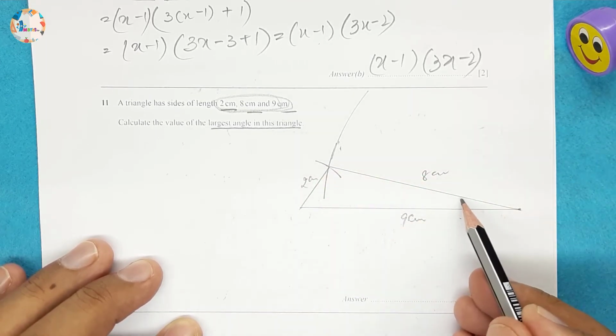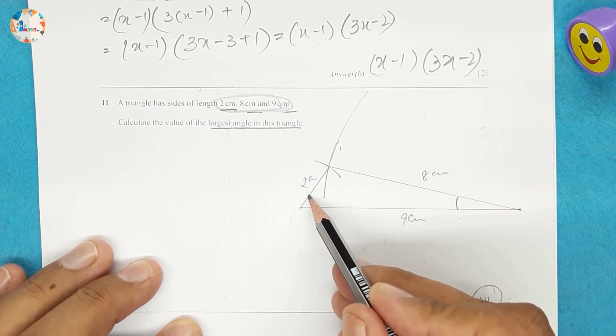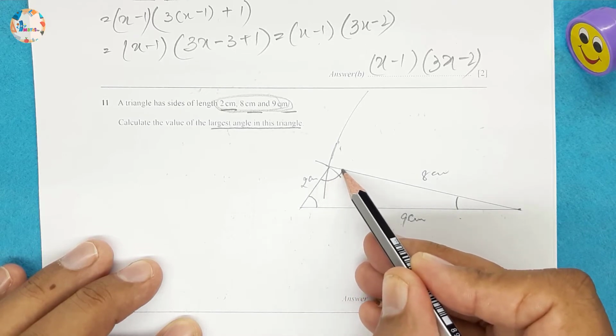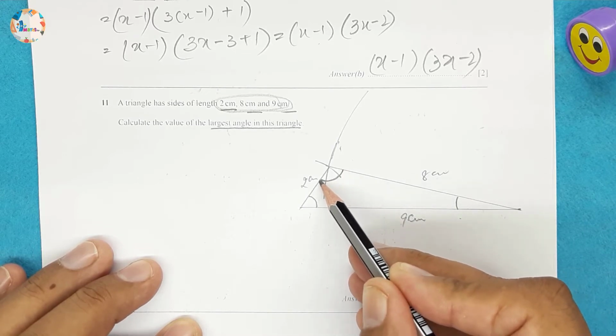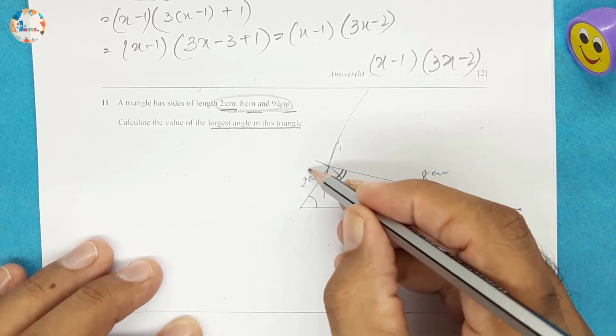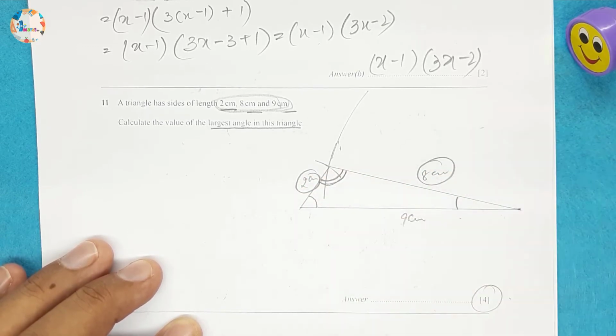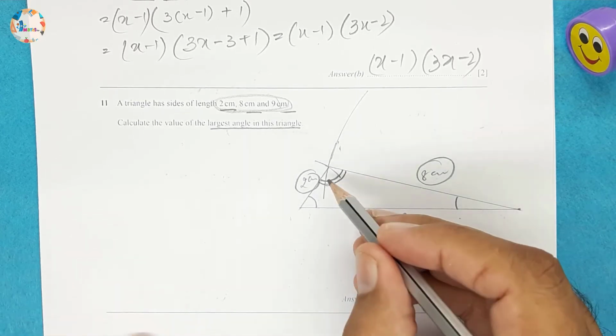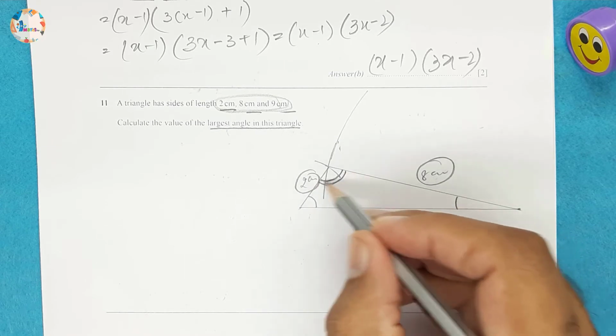From this we come to know that this angle is not the largest one. Basically this angle is the largest angle, which we can figure out. This is the largest angle, and this is between the 2 centimeter and 8 centimeter sides. Now we can apply the cosine rule.